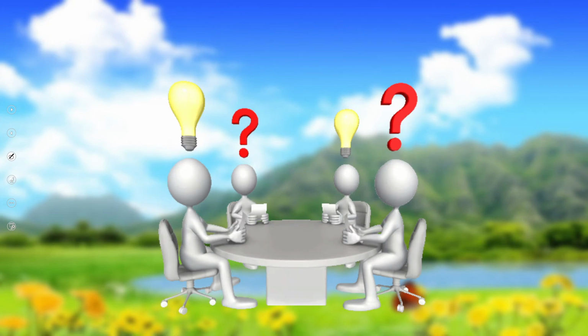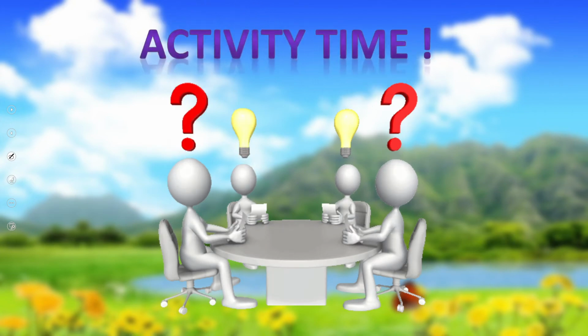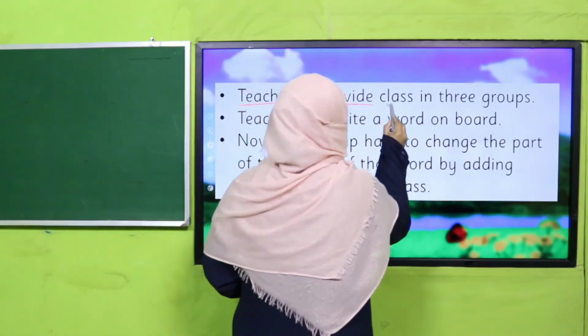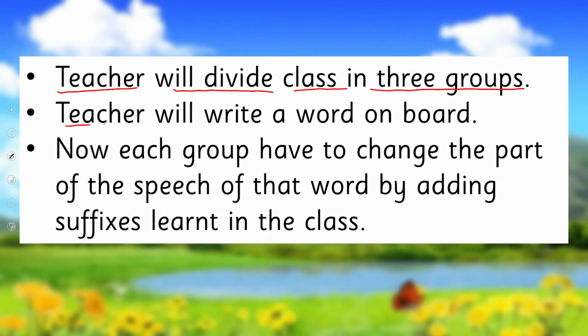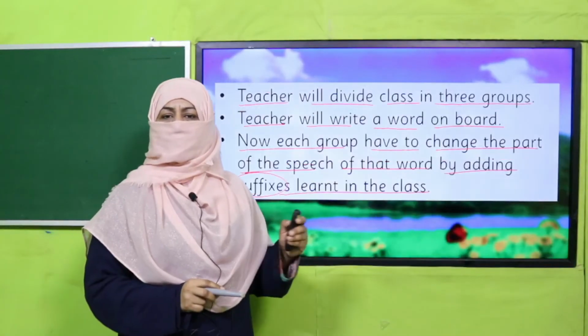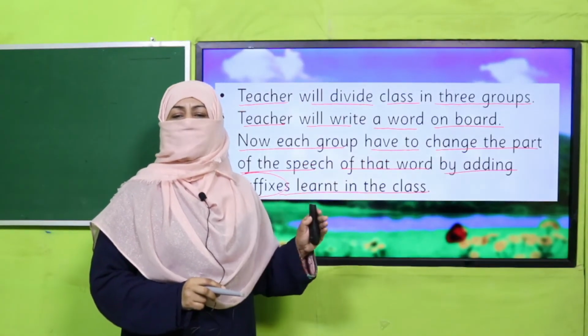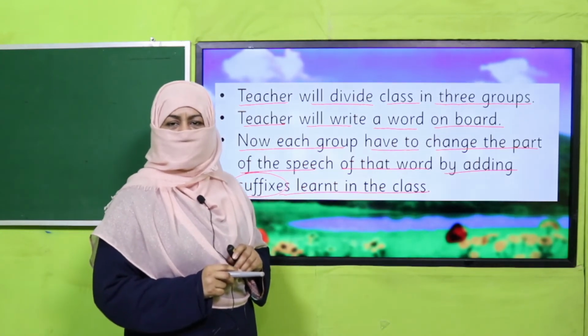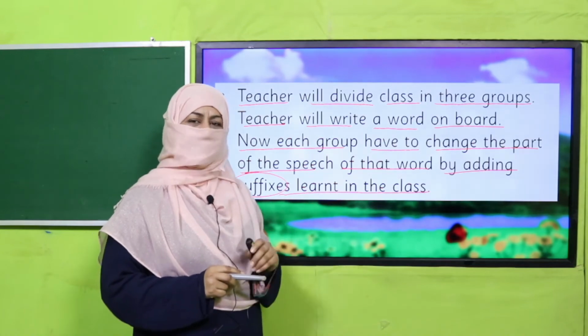Okay, so let's exercise this practice through an activity. Teacher will divide class in 3 groups. And teacher will write a word on board. Now each group has to change the part of speech of that word by adding suffixes we just learned. Okay, so one will convert it into noun, the other will verb, and the other will adjective. This is how all 3 groups are going to participate. So dear teachers and my dear students, pause the video, enjoy this activity, and then come back.